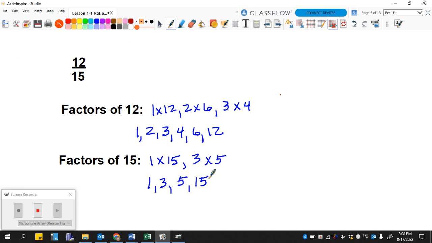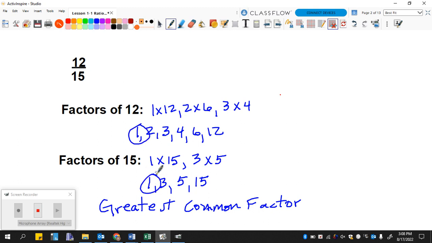Now what we want to do is find the greatest common factor. There are several factors that they have in common. They have 1s in common. 2, no. 3, they have 3s in common. 4, no. 5, no. 6, no. 12, no. And 15, no. So the greatest common factor here is equal to 3.